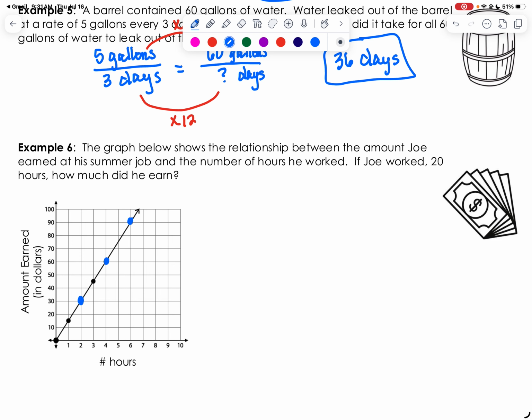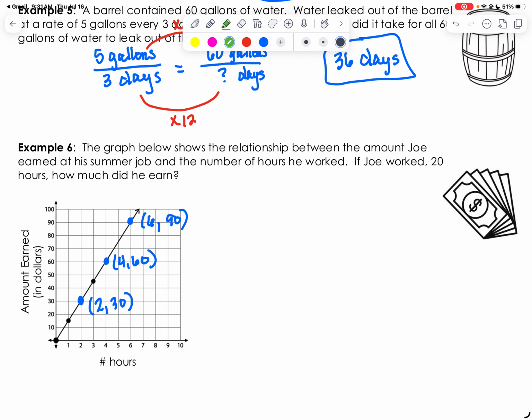And I'm going to label them. So this first point would be 2 hours, $30. This point would be 4 hours, $60. And my last point would be 6 hours and $90. All right. So if Joe worked 20 hours, how much did he earn?